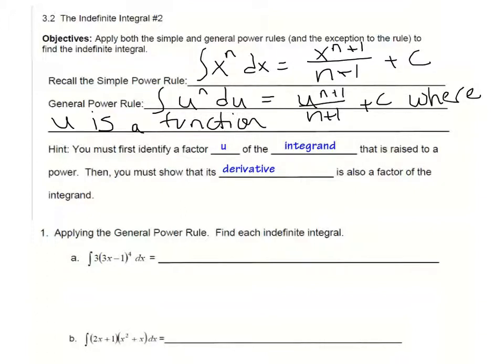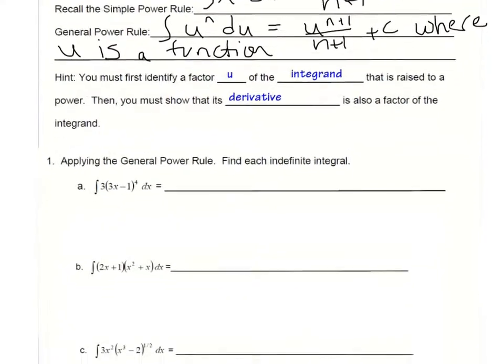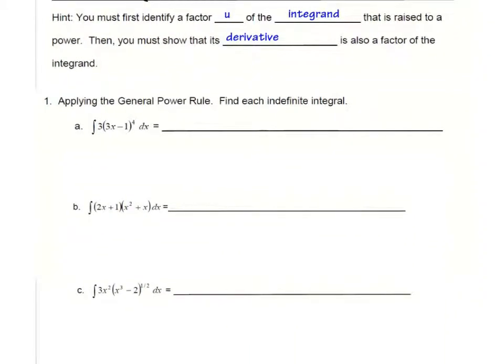So for all of these problems in numbers 1, 2, 3, and 4, we have to first identify a factor of u from the integrand, that's the part you're taking the integral of, that is raised to a power. Then we have to show that its derivative is also a factor of the integrand. So here's how that works.